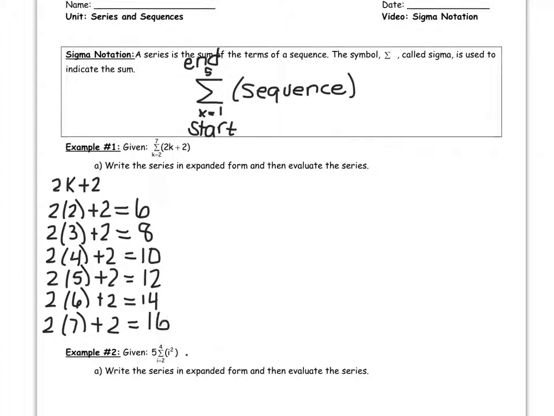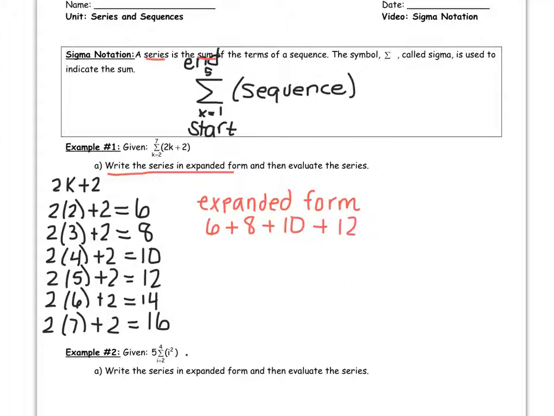So it says write out the series in expanded form. This is expanded form here. Expanded form is just to write the series as a sum. So 6 plus 8 plus 10 plus 12 plus 14 plus 16.